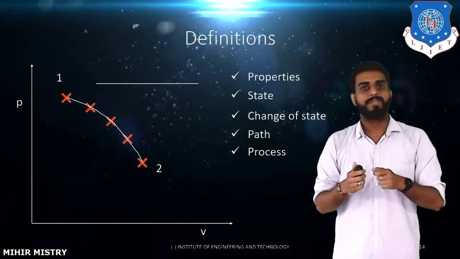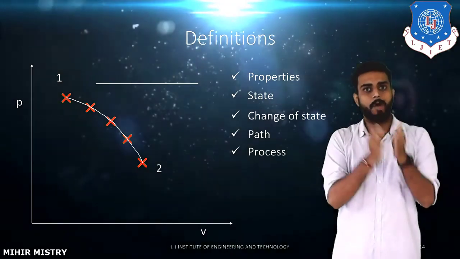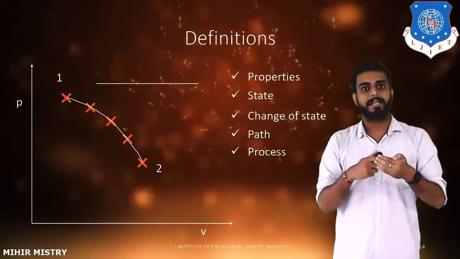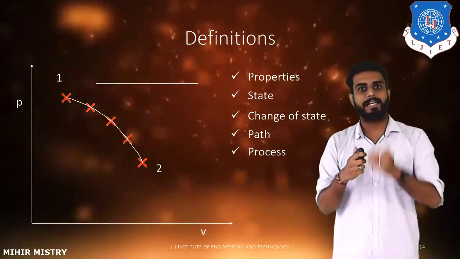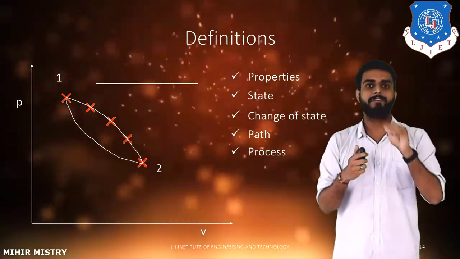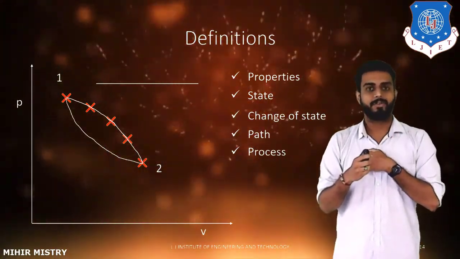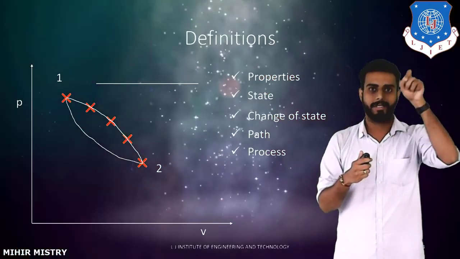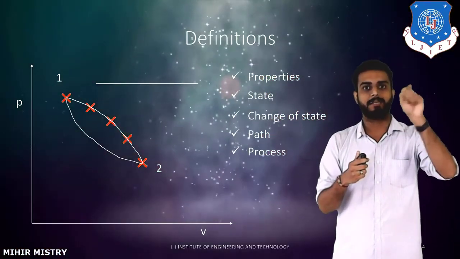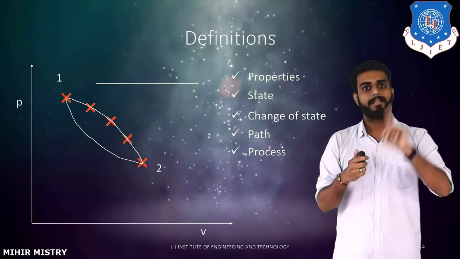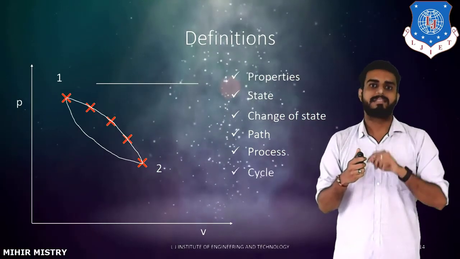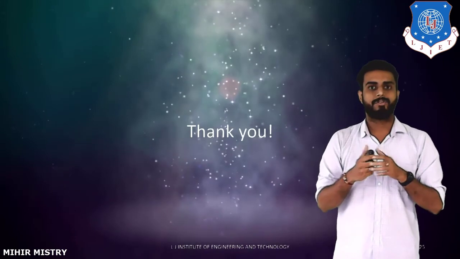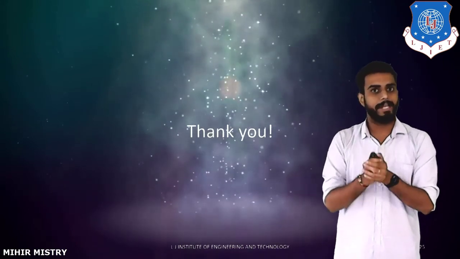And if two or more processes occur such that the initial state is identical with the final state, then it will be known as cycle. Here you can see from 1 to 2 and from 2 back to 1. So the initial and final state are both state one. So this is known as cycle. Okay. So today we are stopping at this point. Thank you.